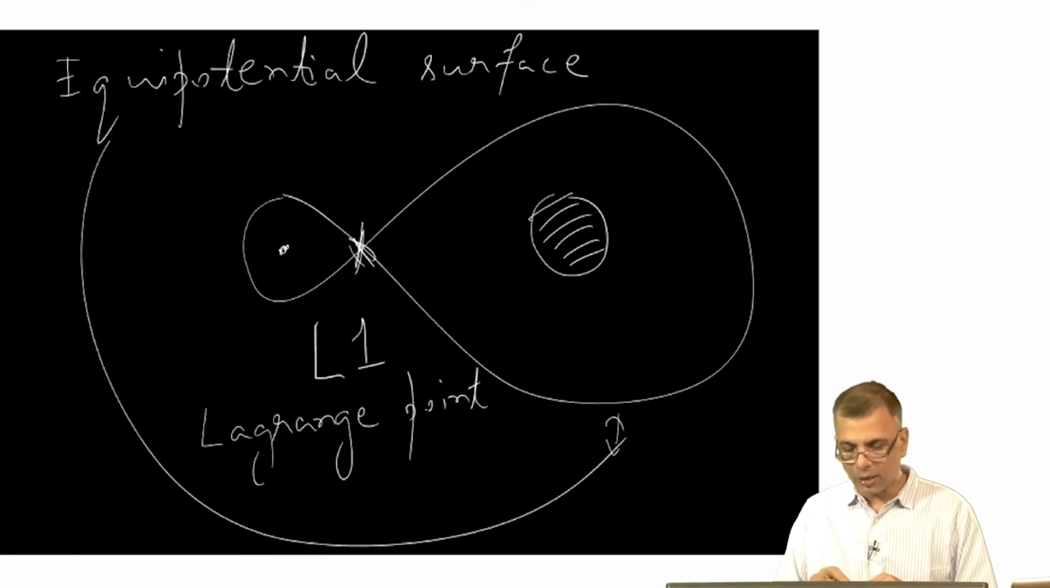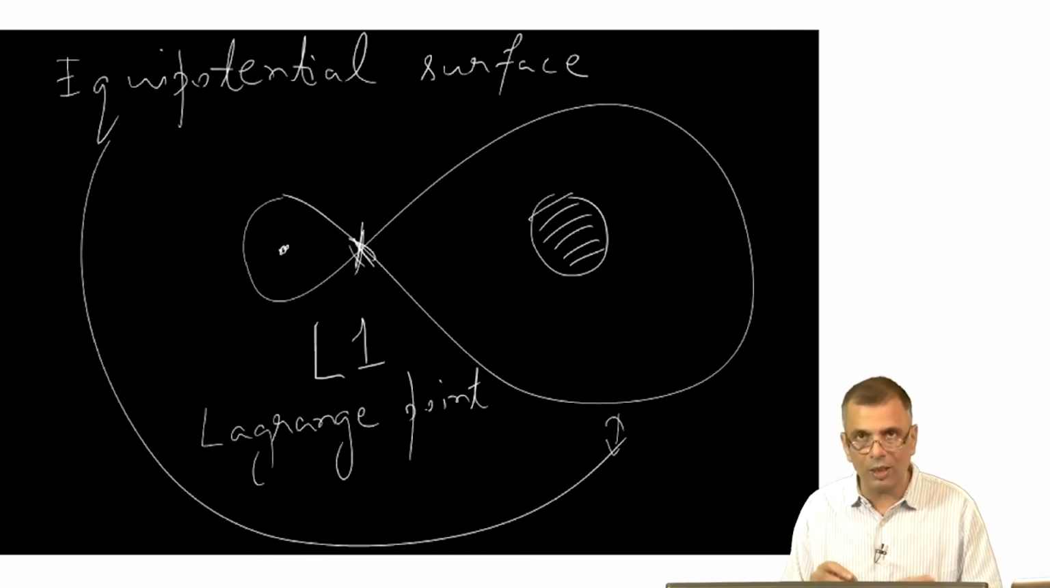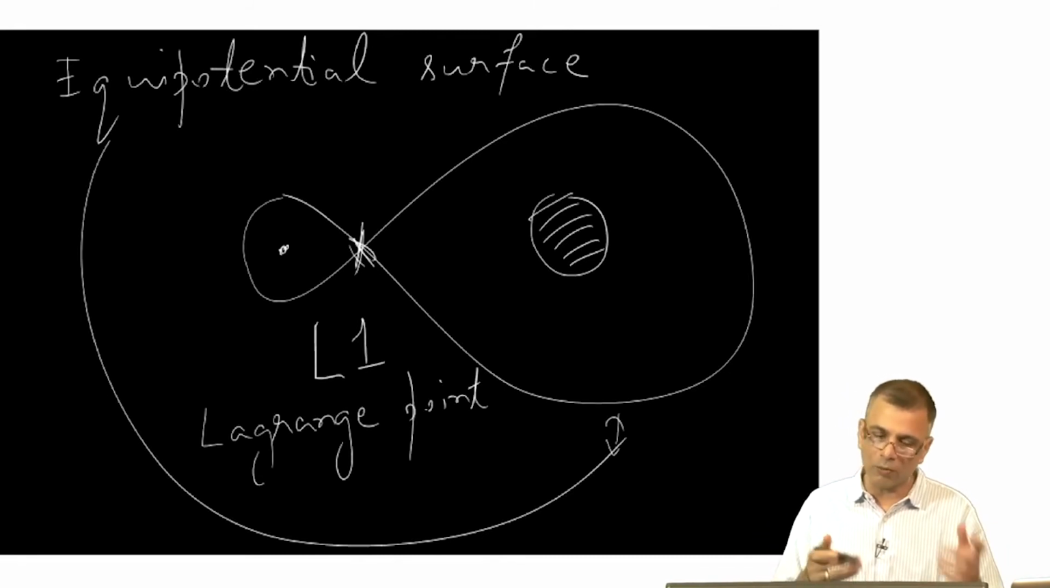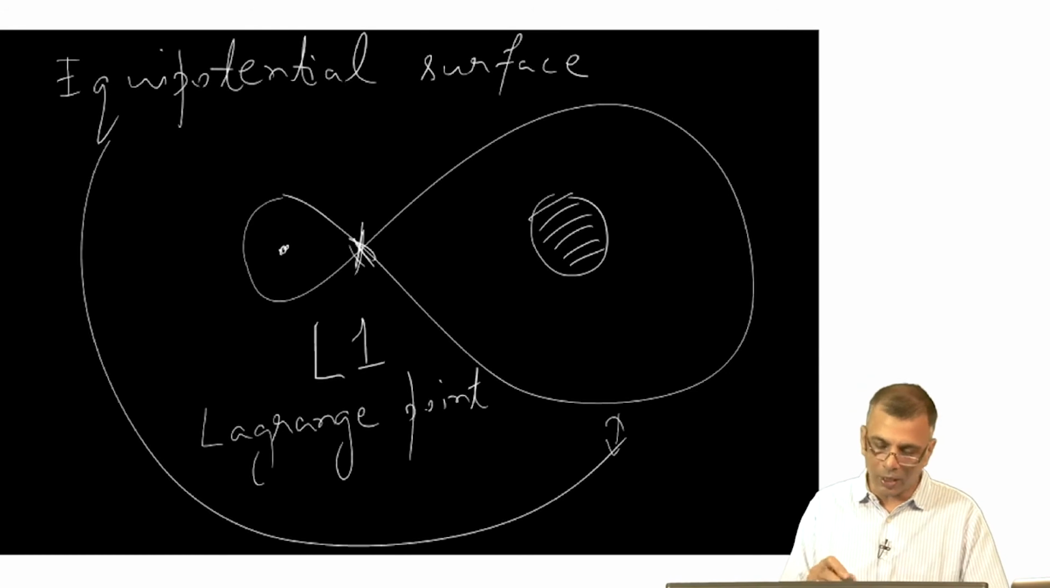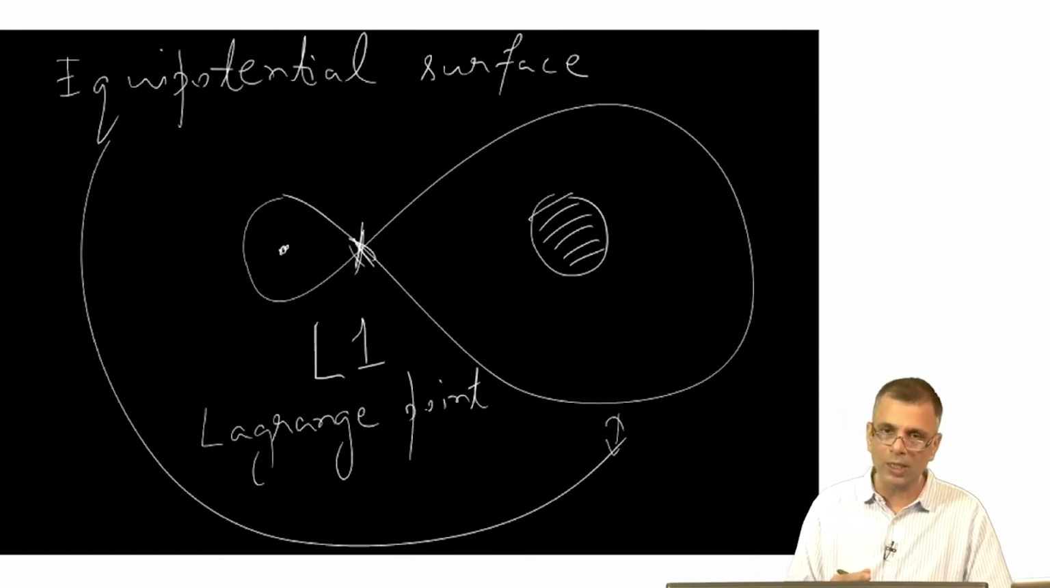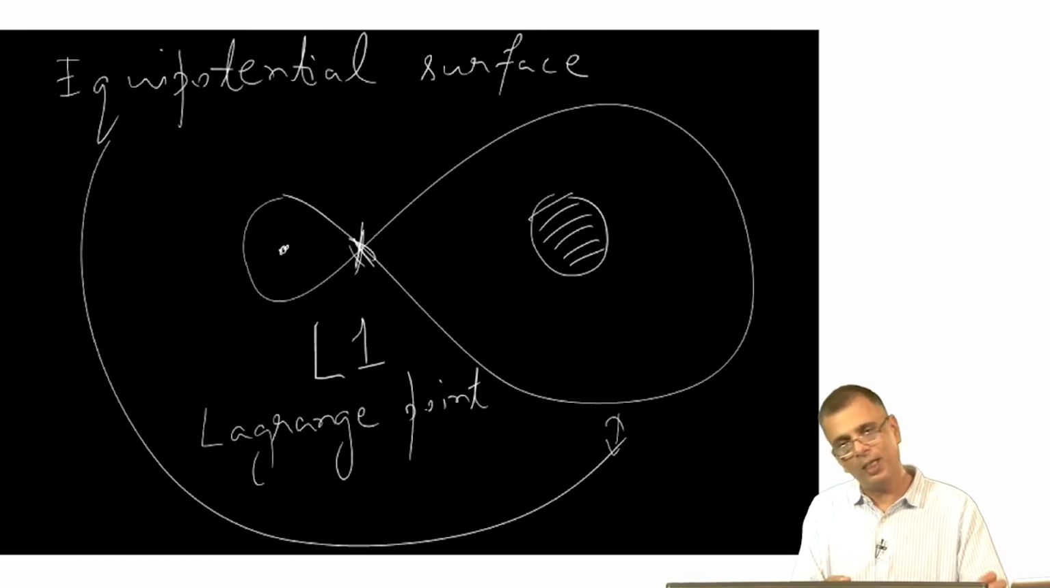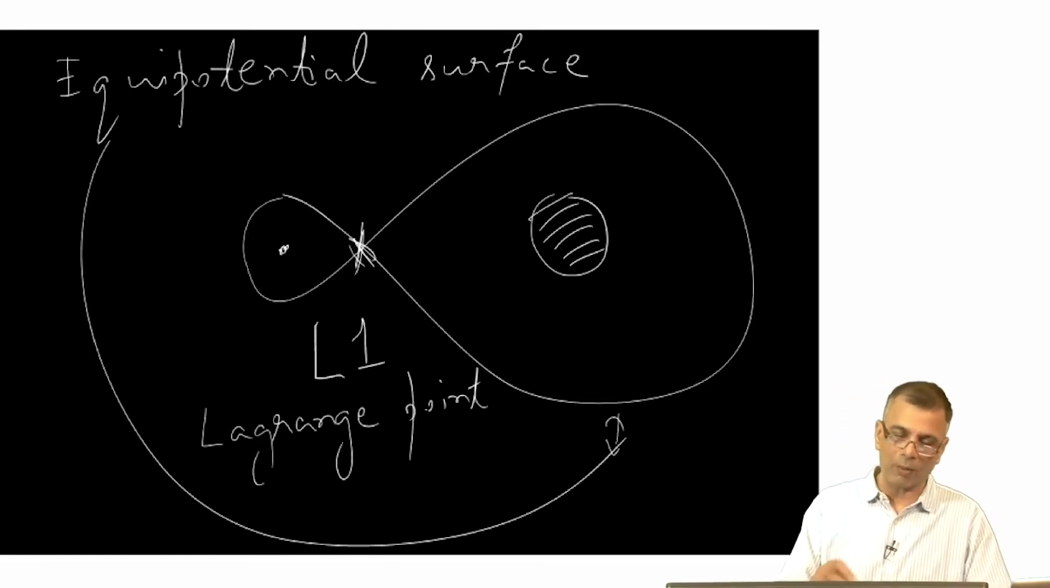And this turns out to be a stable Lagrange point, in that if there was an object sitting here, it would tend to just keep sitting there, because the gravitational forces due to the two cancel each other. It will not be attracted towards this guy or that guy. Okay, it's a competing point. And the L1 Lagrange point is relatively stable. If you perturb an object sitting at the L1 Lagrange point slightly, it returns to that point.